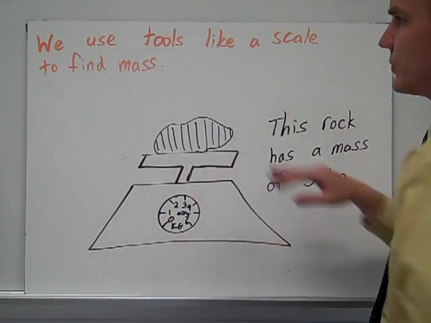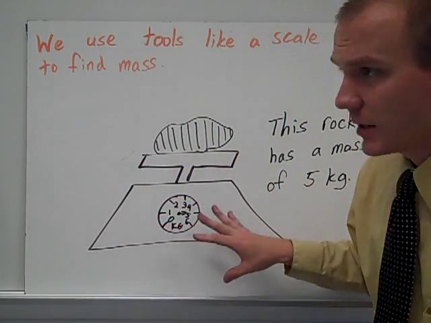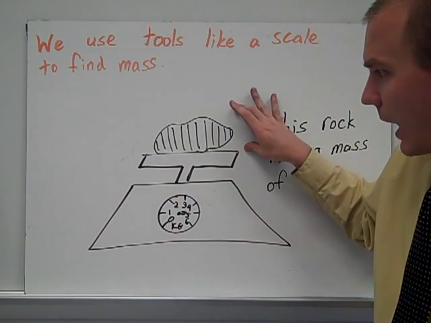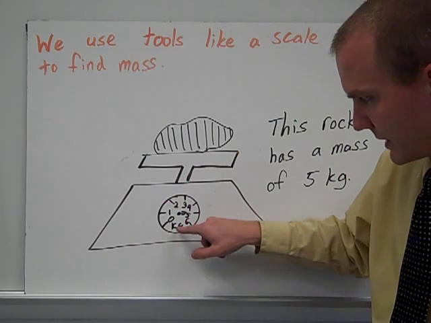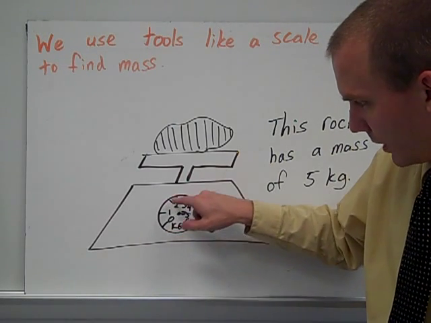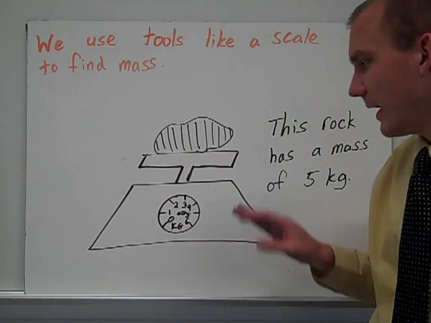We also use tools like a scale to find mass. So here's a picture of a scale. You'll see this. What we have here is a rock on top of the scale, and there's a little arrow that points to how many kilograms it is. You see kg, 0, 1, 2, 3, 4, 5. So this rock has a mass of 5 kilograms.